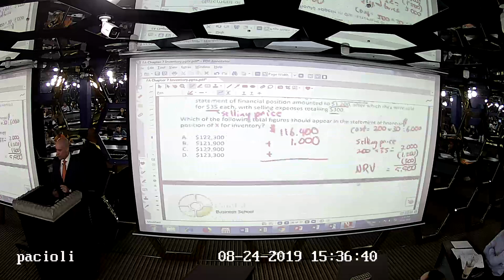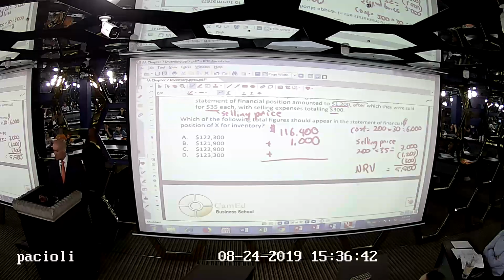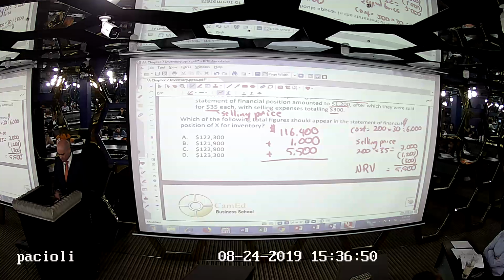So we take which one is smaller? Cost is 6,000. Net realizable value is 5,500. So we take 5,500. And 5,500 plus 1,100 plus 116,400 gives us 122,500.